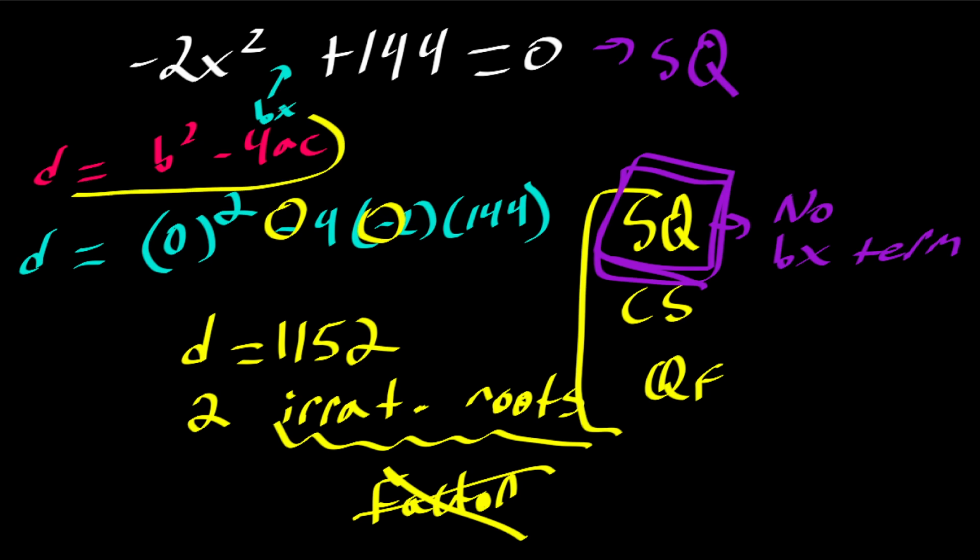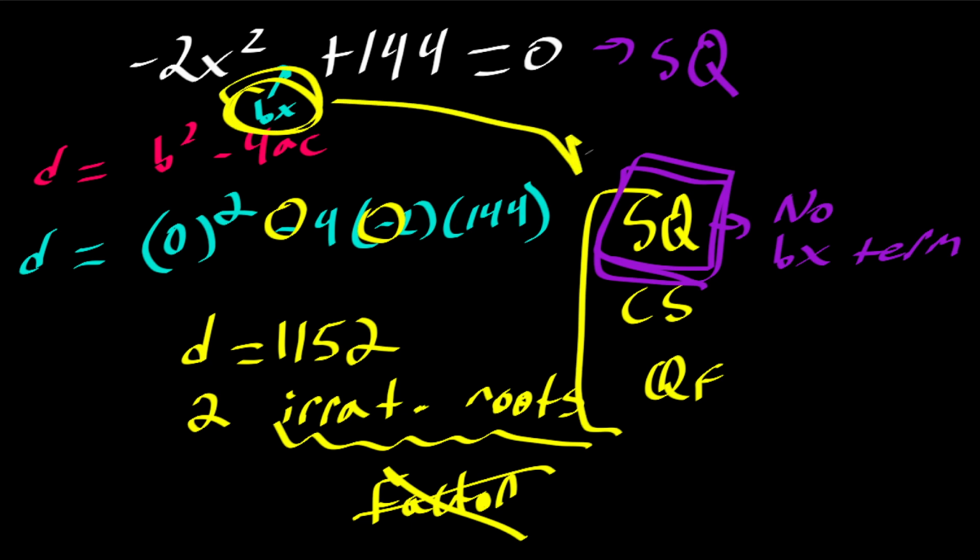Let's look at another example. Let's say we have 3x squared minus 22x plus 7 equals 0. Once again, the first thing we're going to do is find the discriminant. Now, on the last example, let me just go back for a second. Once again, I may not have even looked at the discriminant on this one, because as soon as I saw there was no bx term, I would have immediately said, I'm going to use square roots.